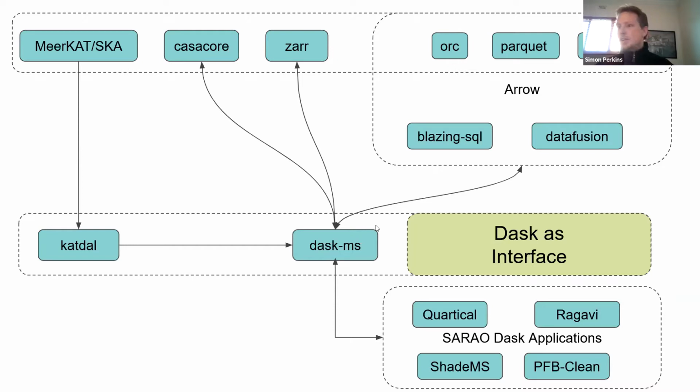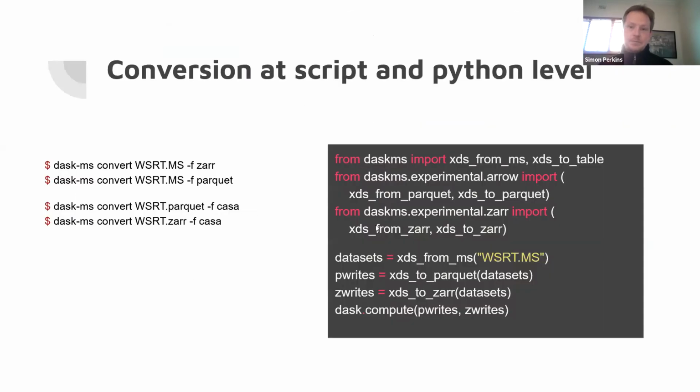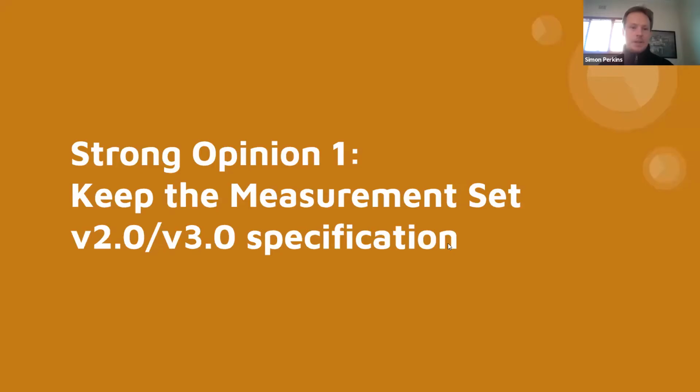And that means that I think we can start future-proofing our applications for when the formats may change in future. So Dask-MS can very simply convert between all these different forms, like Zarr, Parquet, and CASA, on the command line. We can also do it in the Python interface, and you'll notice that we're just going between datasets when we're doing an xds_from_ms and an xds_to_parquet.